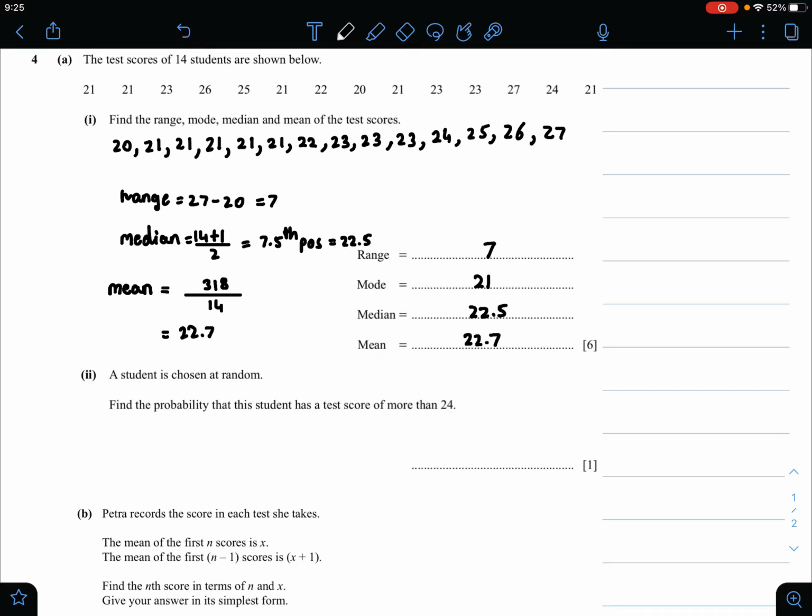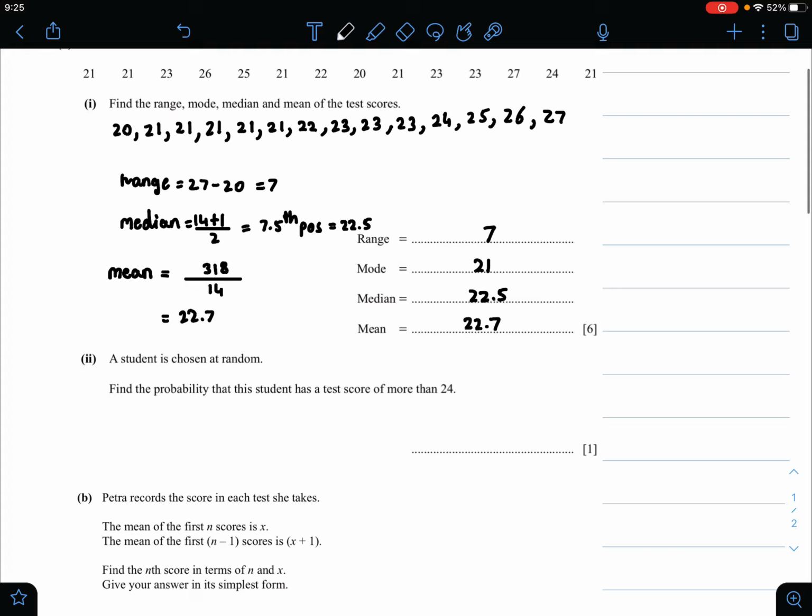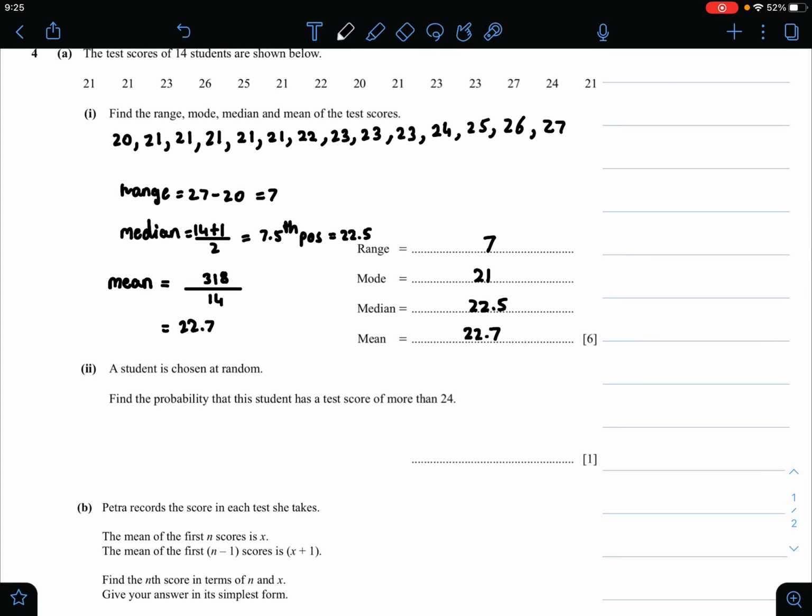Now let's move to part A2 of this question, where they are telling us a student is chosen at random, and they are asking us to find the probability that the student has a test score of more than 24. There is only one case where a student has scored 24. So the probability of more than 24, my bad.